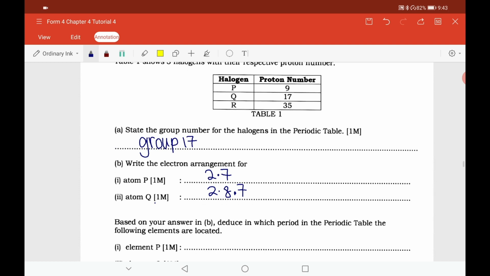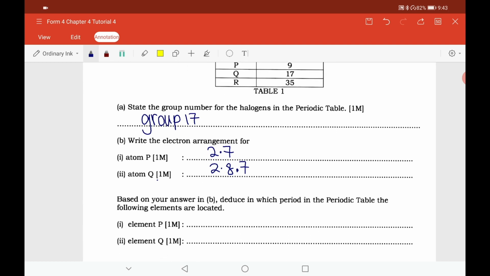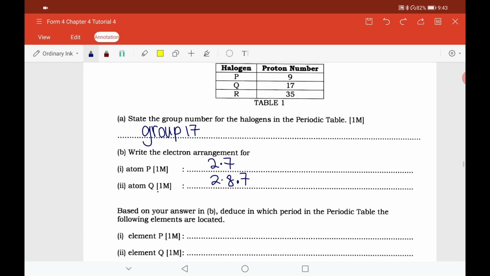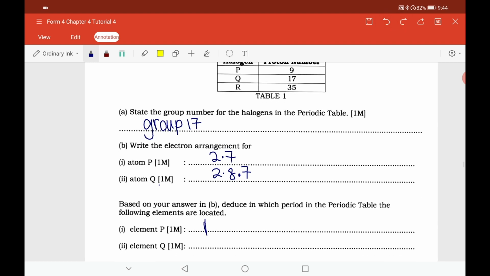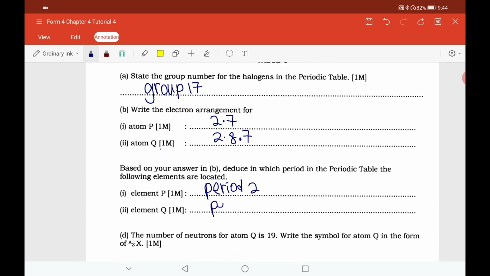Next one, based on your answer, you need to mention which period it belongs to. This is not very hard. We learned this in lesson number 1. Period is decided by the number of shells. Atom P has 2 shells, so it's period number 2, and atom Q has 3 shells, so it's period number 3. This is very straightforward.